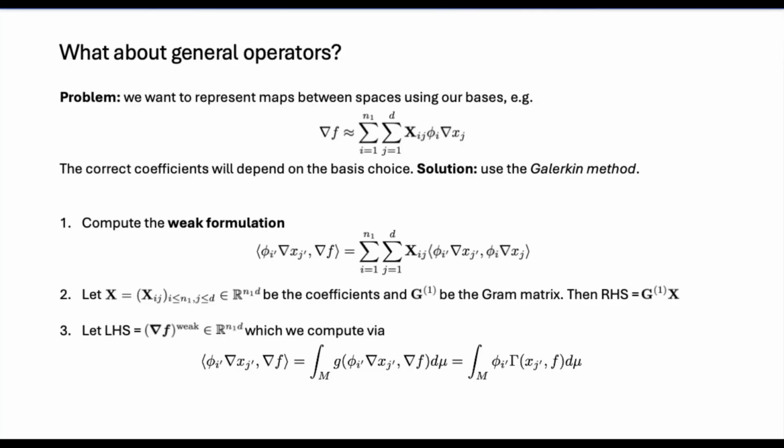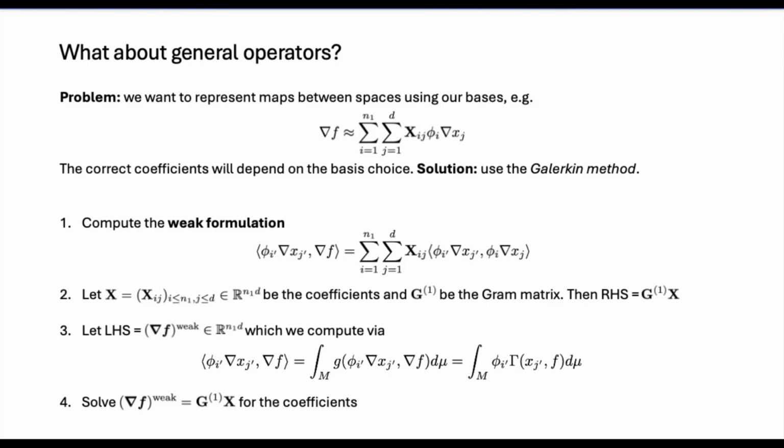So the thing on the left, if we call this grad f weak, is a nice expression that we can evaluate by plugging in all of these things. We get something involving the gamma. Similarly, that involves the carré du champ. So we can compute all of these bits, and then we can solve this for x. So we end up with a matrix vector product. The vector here is g times x. And then if you invert g, you can solve for x.